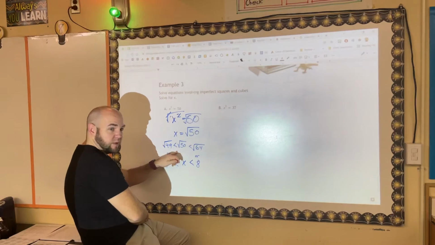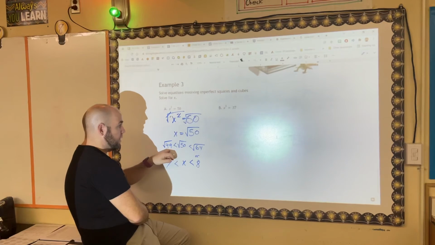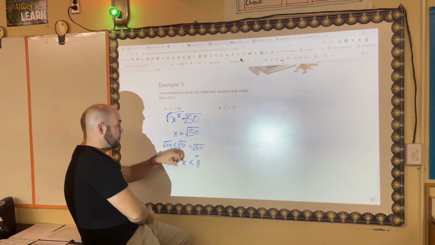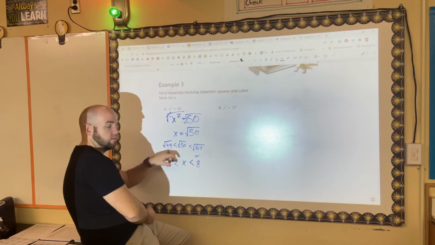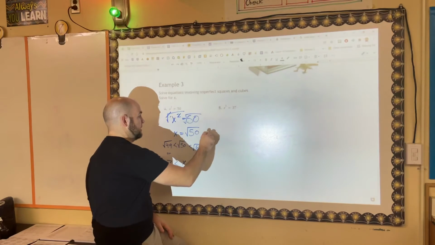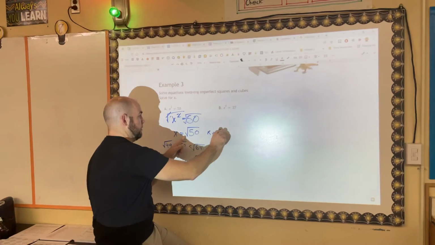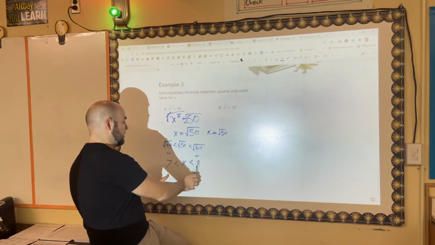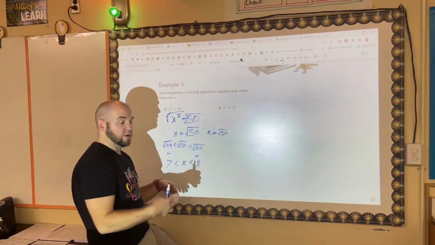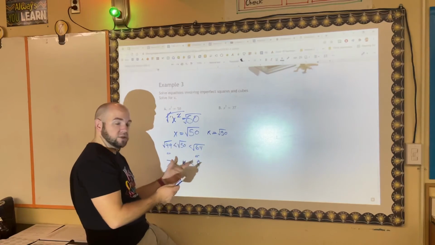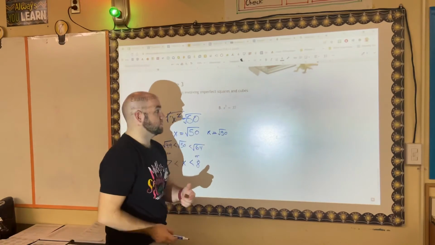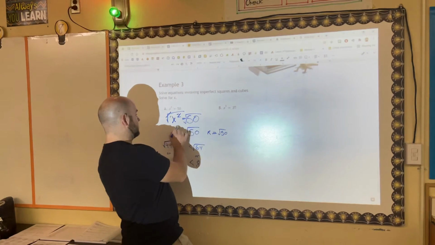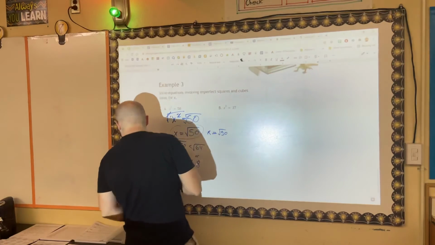If I had to estimate, I would say it's probably going to be like 7.1 something, because it is really close to that. So I'm going to say x is equal to the square root of 50. This right here just proves that it's between 7 and 8. I can't get the exact number. It is irrational. If I punch it into a calculator, it's going to be another decimal that goes on forever. So the answer there is x equals the square root of 50.